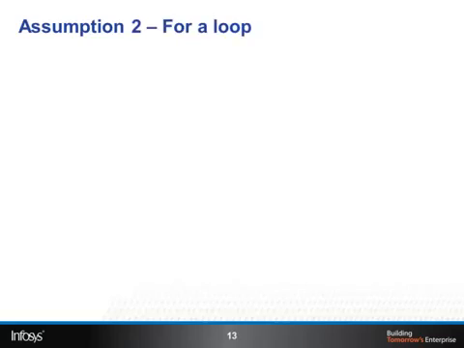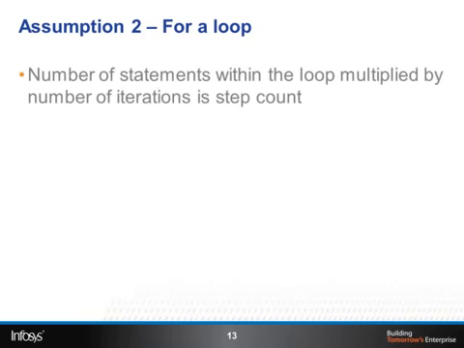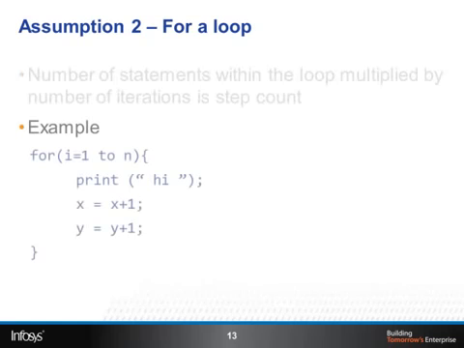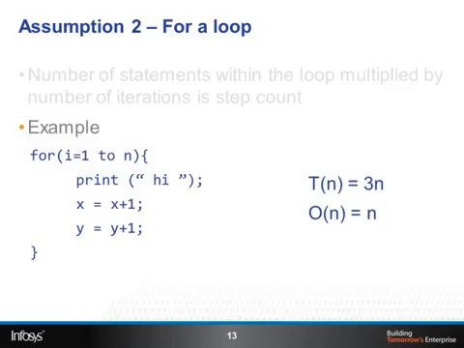Second assumption says that we can simplify calculation of step count for a loop in place of calculating each step independently. We can consider number of statements within the loop multiplied by number of iterations as step count. For example, in the given code, we have 3 statements inside a for loop, and the loop executes for n times, so the step count for this loop is 3n. And after applying first assumption, the order of magnitude is n.